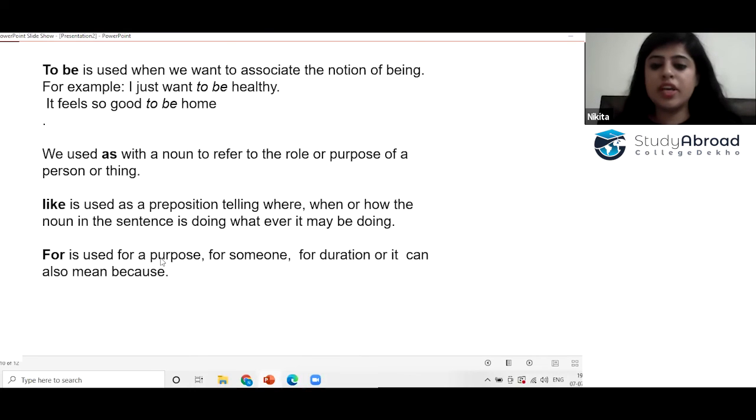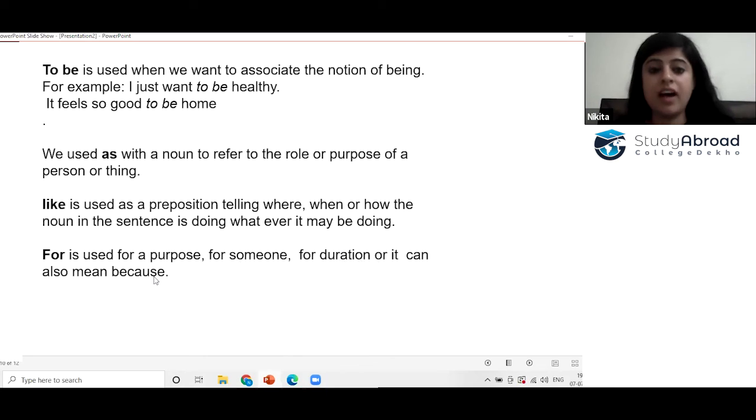Okay. For is used for a purpose. That means I am preparing for the SAT exam because I want my admission in a very good university, right? Purpose. For someone, I bought a chocolate for my niece. For duration, for how long? For 2 hours, for 7 hours, or anything. Or it can also mean because. That means for giving a reason we use for. I bought this pencil for drawing.